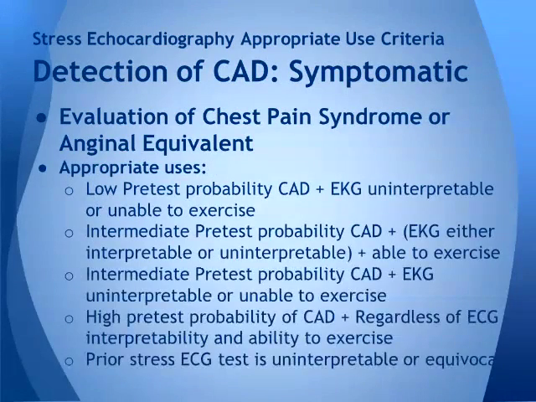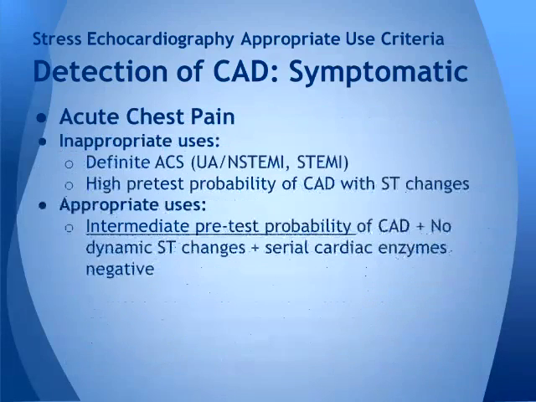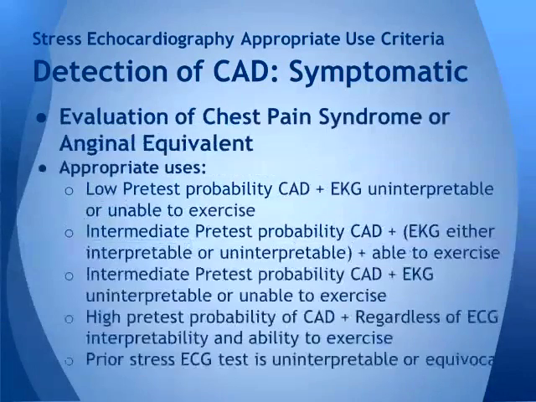So these are chest pain syndrome or anginal equivalent patients again, and they really beef up the indications. Ideally, you have patients that have an uninterpretable EKG, or unable to exercise, or they have intermediate pretest probability or high pretest probability, or their prior stress test is uninterpretable. Those are kind of the keys. They've got to have a high or intermediate pretest probability.